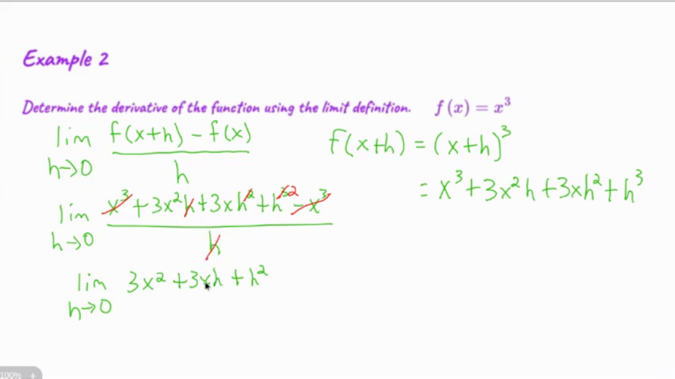And then we can just plug in our 0. So when we plug in our 0, this will cancel, this will cancel. So our limit is just 3x squared. So the notation that was used was f prime of x is equal to 3x squared. And now if I were to give you a point, say find the slope of the tangent line at this point, you plug it in for x and you have your answer.